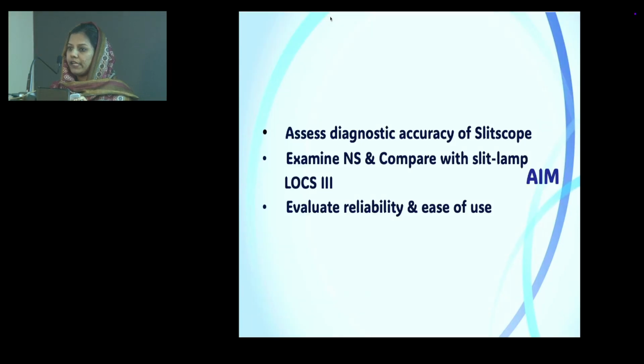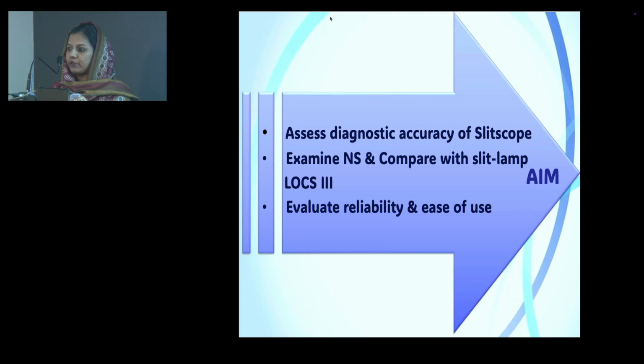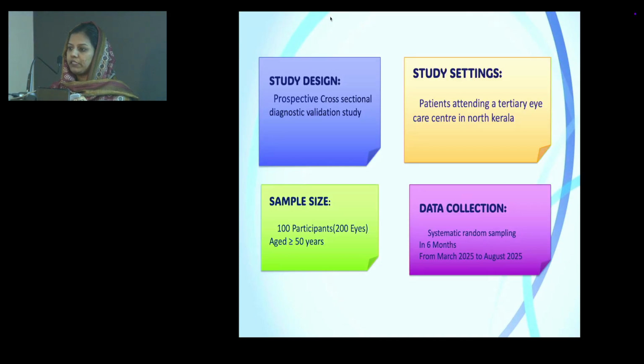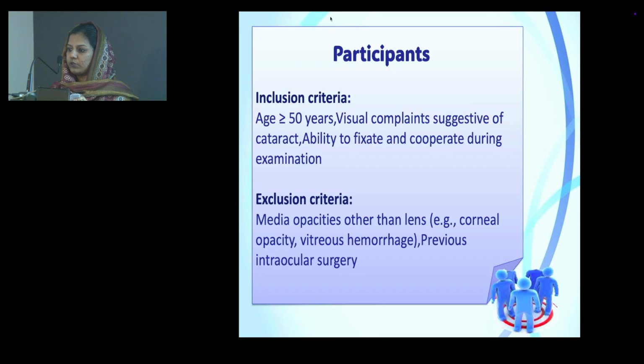To evaluate the diagnostic accuracy of this instrument, we conducted a study. The aim of our study was to assess the diagnostic accuracy of Slitscope in examining nuclear sclerosis and compare it with slit lamp LOCS grade 3, and to evaluate the reliability and ease of use. We conducted a prospective cross-sectional diagnostic validation study in patients attending a tertiary care center in North Kerala. There were 100 participants, 200 eyes, aged 50 years or more. The data was collected by systematic random sampling over 6 months, from March 2025 to August 2025.